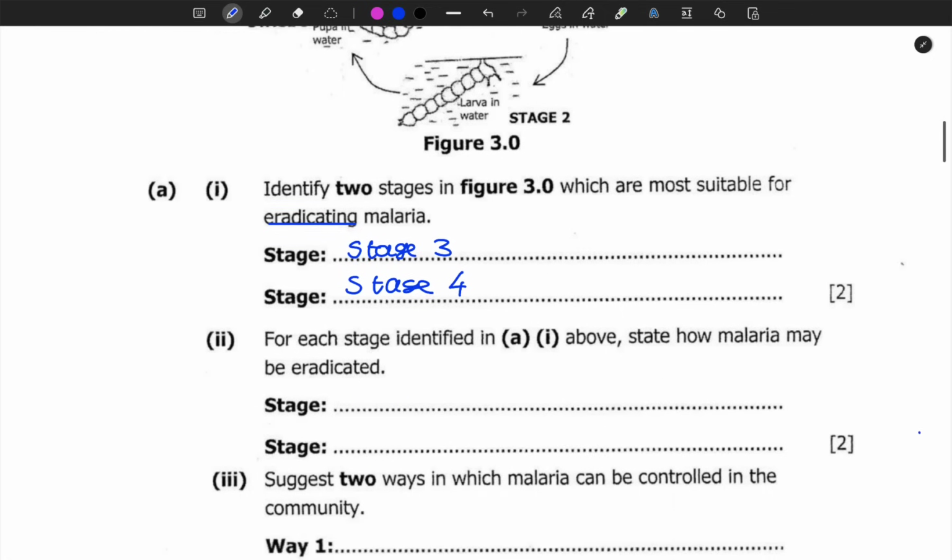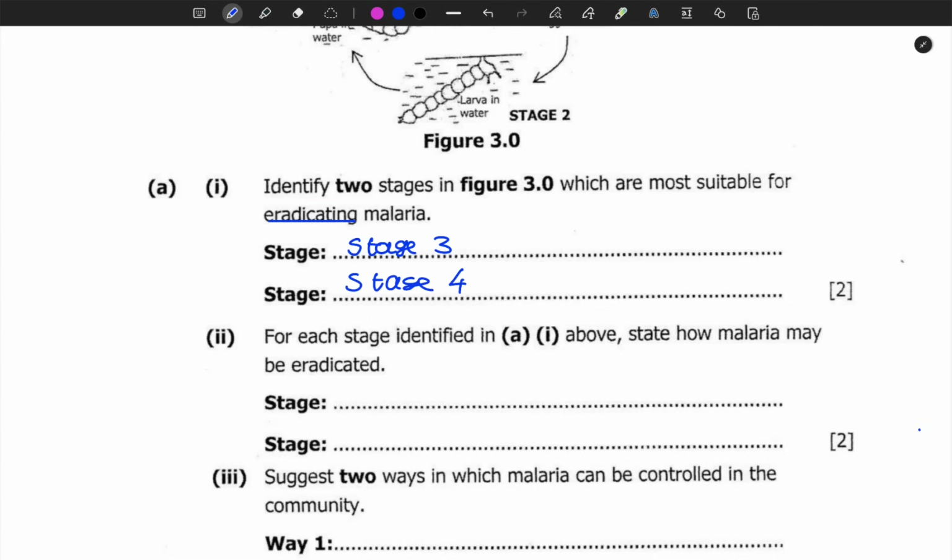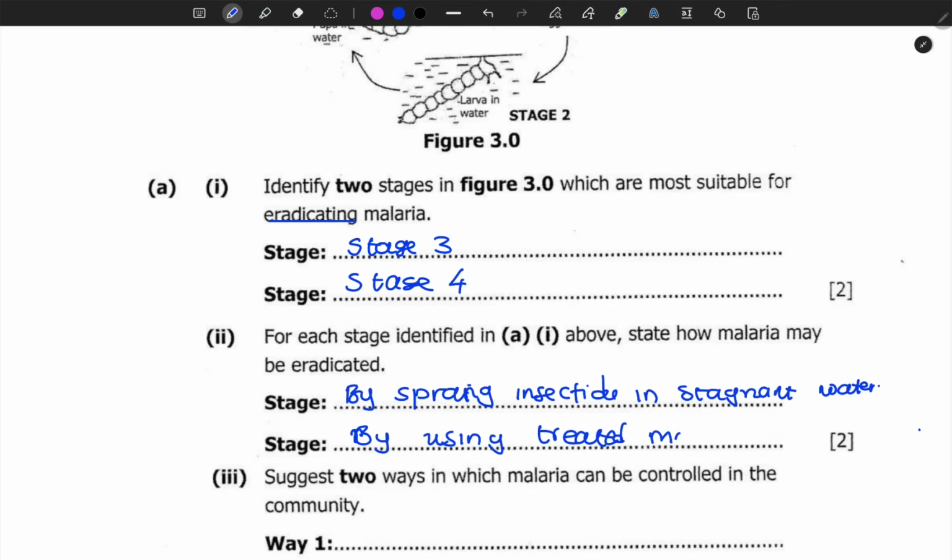We move on to Roman number 2. For each stage identified in A1 above, state how malaria may be eradicated. So stage 3, we can say by spraying insecticide in stagnant water. Then stage 4, adult, we can say by using treated mosquito net. So there are so many ways. Some may use mosquito repellent. Whatever method that you think is okay for that stage, that answer is still okay.